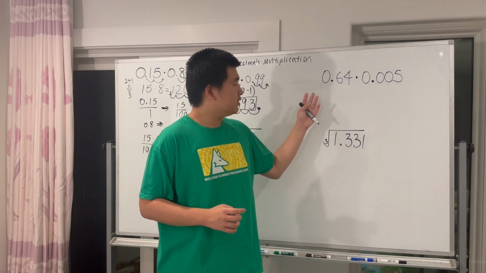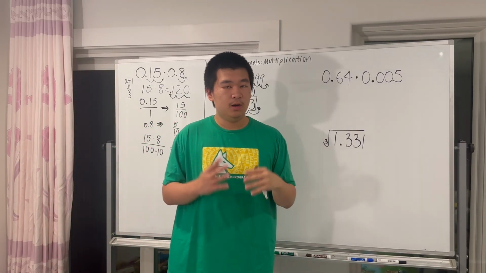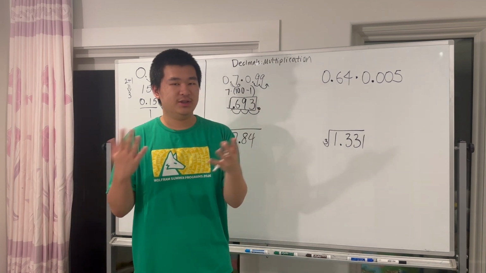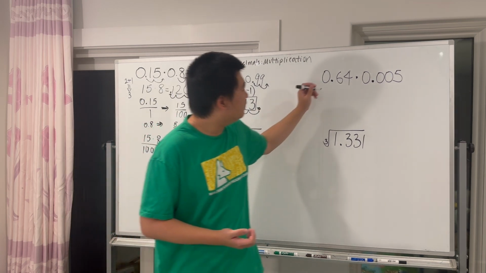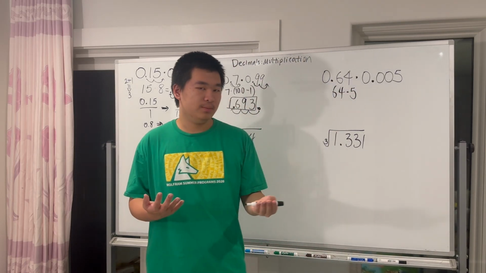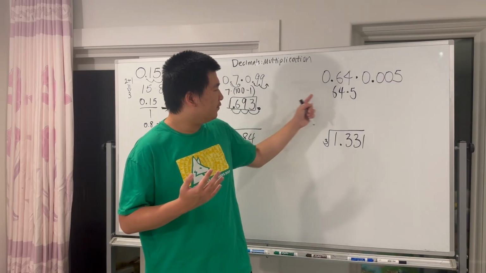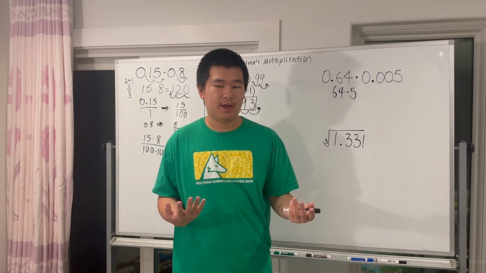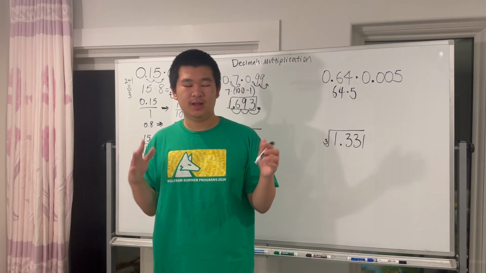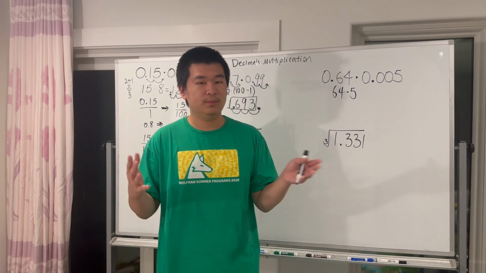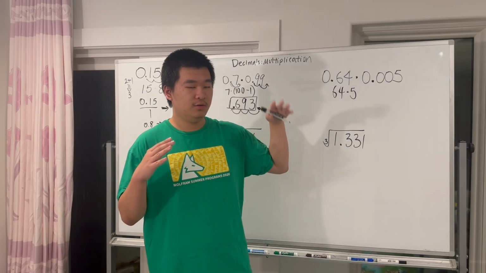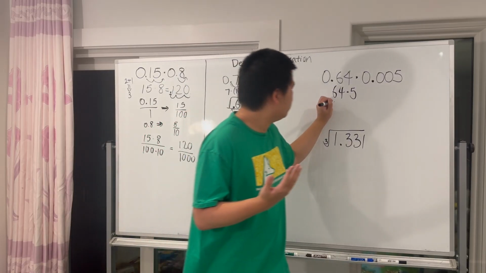Now next, we're going to do 0.64 times 0.005. Once again, just ignore the dots for now and focus on doing the integer multiplication. So 64 times 5. There's a few ways you could do this. My preferred method is basically dividing this by 2 and multiplying it by 10. In other words, if you divide something by 2 and then multiply it by 10, that's just like multiplying by 5, right? You're multiplying by 10 over 2. So 64 over 2 is 32, times 10 is 320.